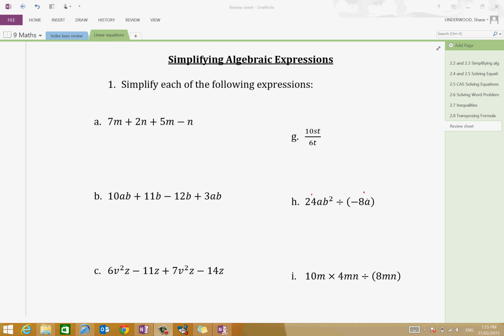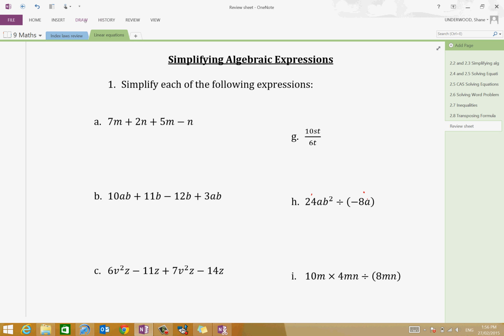We're in the room. Okay, so what we're doing is we're revising linear equations, and we're also looking at the basics such as collecting like terms. What else are we doing? Simplifying indices. We're doing all of these things.